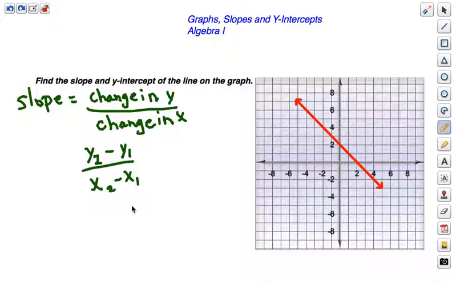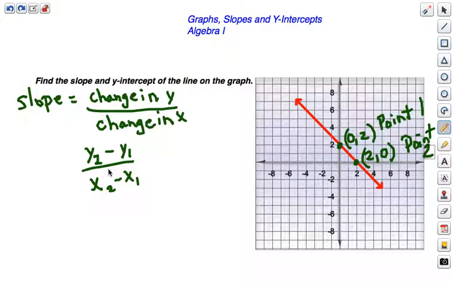So let's start by just selecting a couple points here. So I'll go ahead and just select this point here, which is (0, 2), and then we'll go ahead and select this point here, which is (2, 0). Alright, so we'll label this point 1 and this one point 2.